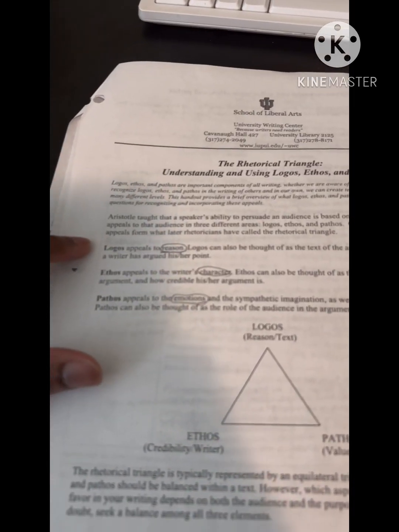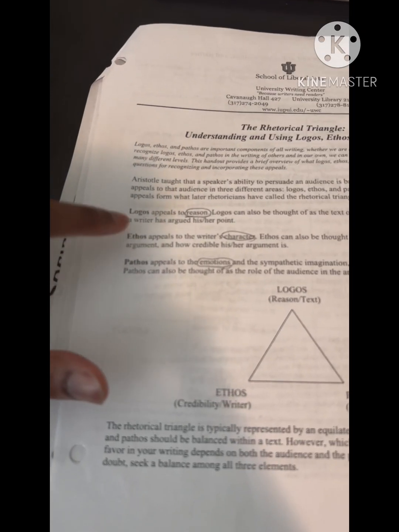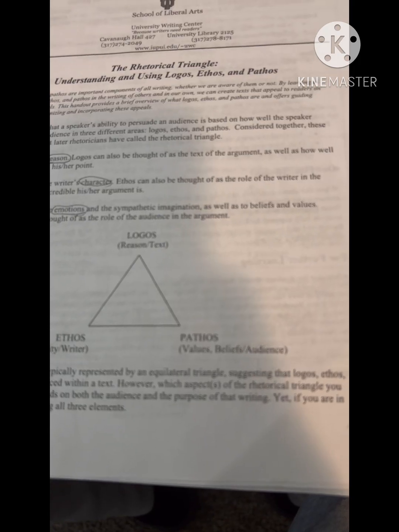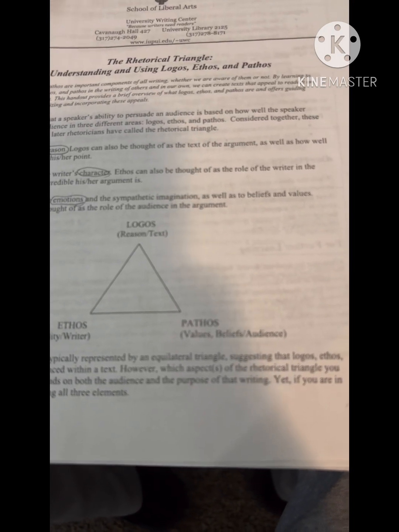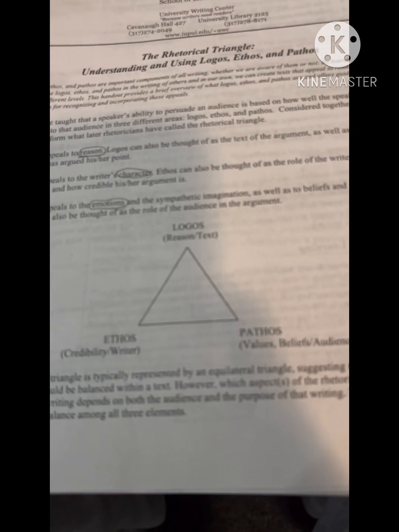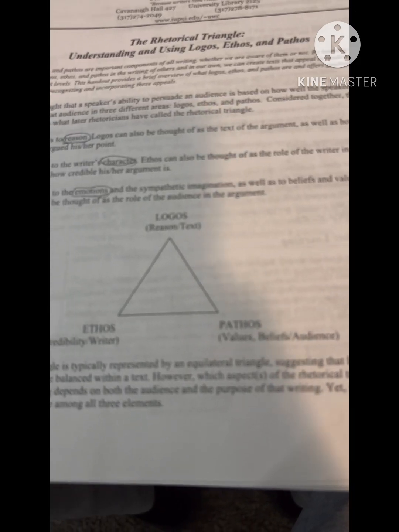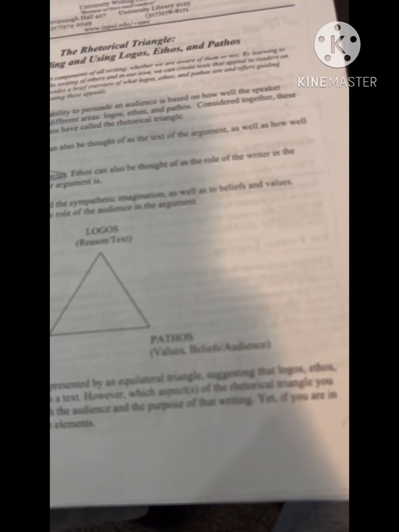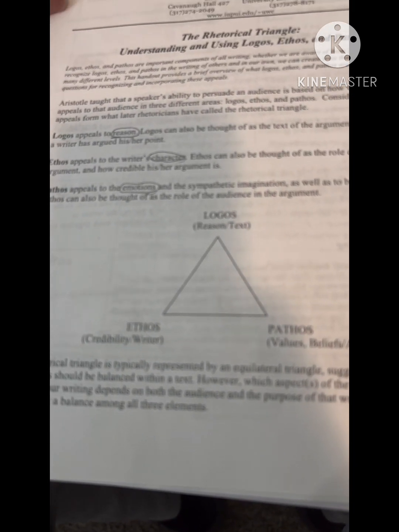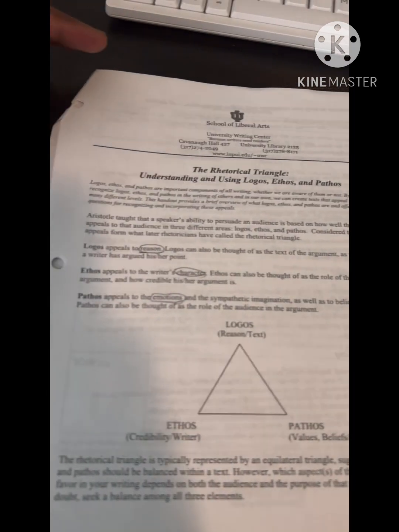And like I said before, these three right here are going to be very familiar because they're always going to pop up in writing. We have the rhetorical triangle, understanding and using logos, ethos, and pathos. Aristotle taught that a speaker's ability to persuade an audience is based on how well the speaker appeals to the audience in three different areas: logos, ethos, and pathos. Consider together that these appeals form what later rhetoricians have called the rhetorical triangle.